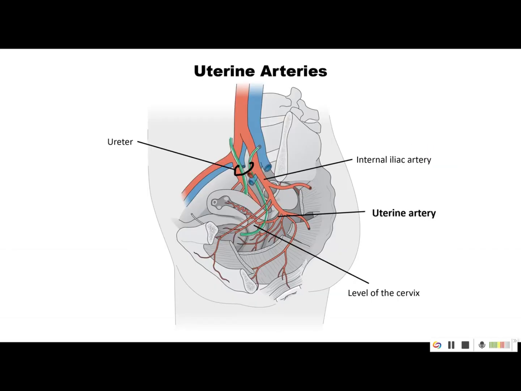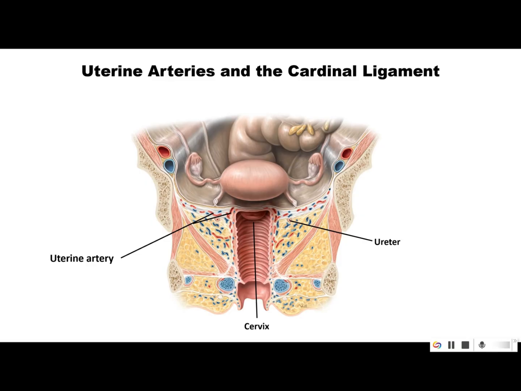On reaching the side of the cervix, the uterine artery divides into a smaller descending vaginal branch, which supplies the cervix and the upper vagina, and a larger ascending branch that runs along the lateral margin of the uterus and supplies it. The uterine artery traverses from lateral to medial at the base of the broad ligament and through the cardinal ligament.